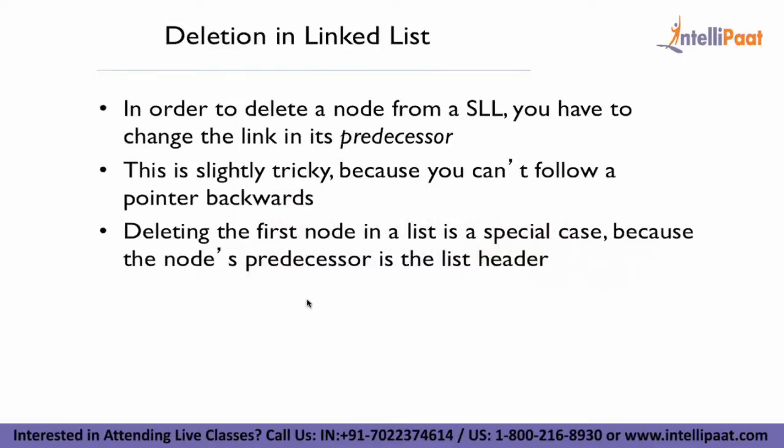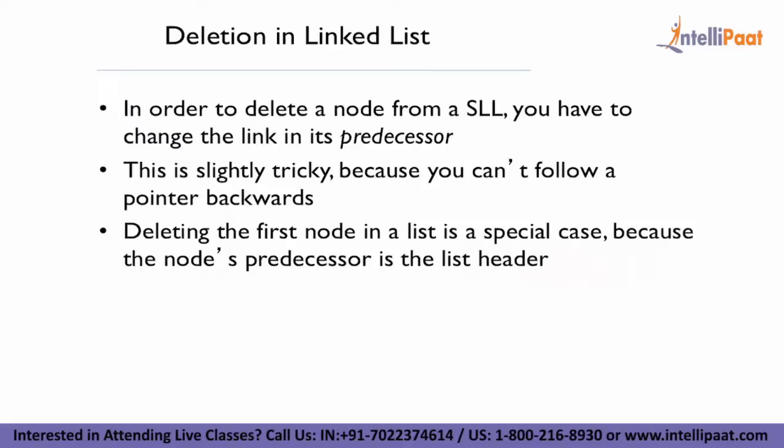So let's see how deletion works. In order to delete a node from a singly linked list, you have to change the link of its predecessor. Predecessor means whatever node is before a particular node has to point to the node which will come after the node that we are deleting. It's a little bit confusing, but suppose there are three nodes A, B and C. A is pointing to B, B is pointing to C.